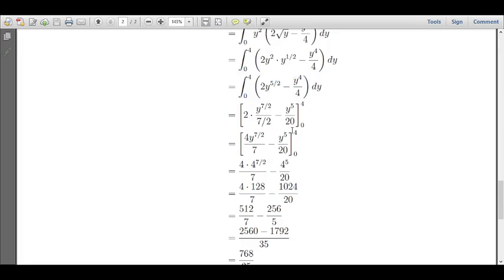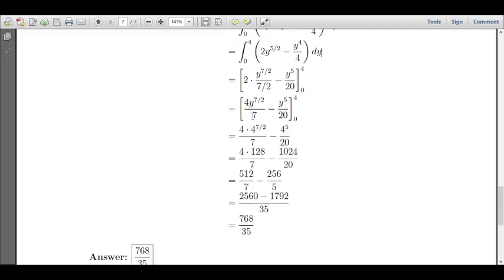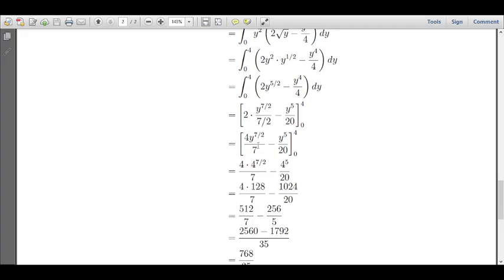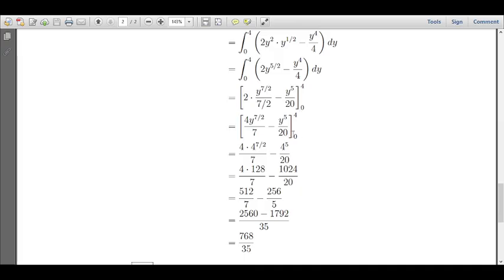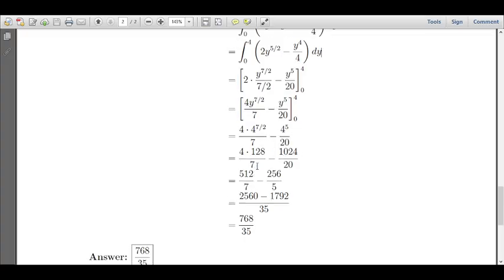Integration, we are using the formula: integral y power n dy is y power n plus 1 by n plus 1. So 2 into integration of y power 5 by 2, y power 7 by 2 by 7 by 2, minus integration of y power 4, y power 5 by 5, 5 into 4, 20. So 2 into 1 by 7 by 2, 2 by 7, so this is 4 by 7, y power 7 by 2 minus y power 5 by 20. Plug in the upper limit only, right? Plug in the upper limit. So this is 4 by 7, 4 power 7 by 2 minus 4 power 5 by 20.